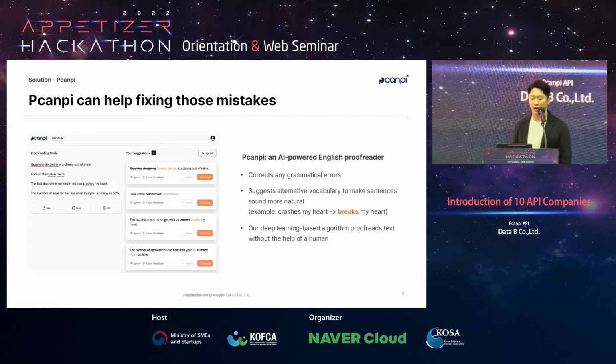PickandPy is an AI-powered English proofreader that corrects not only grammar errors, but also suggests more natural-sounding expressions. Our deep learning-based algorithm proofreads text without the help of a human.